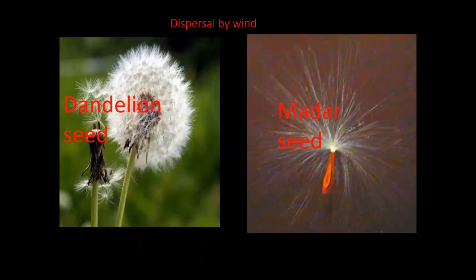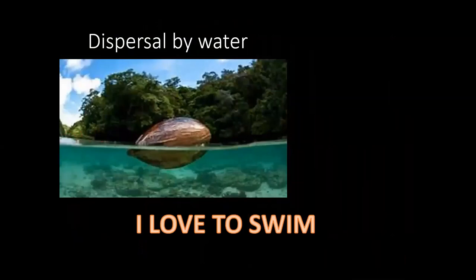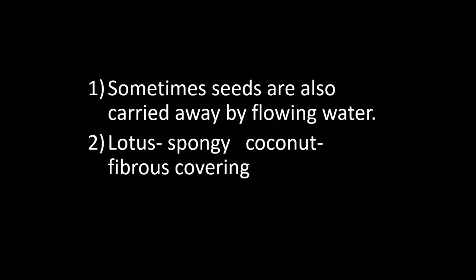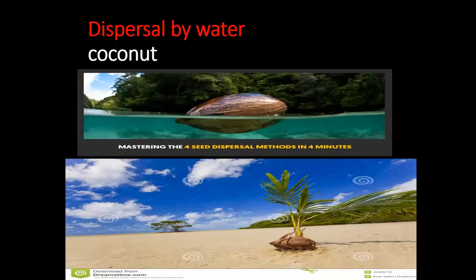Now, the second one is dispersal by water. See, our coconut is ready to swim. Some seeds are dispersed by water. They are carried away by flowing water, like lotus and coconut. So if we see, this is the coconut seed. The coconut seeds are carried away by the water.